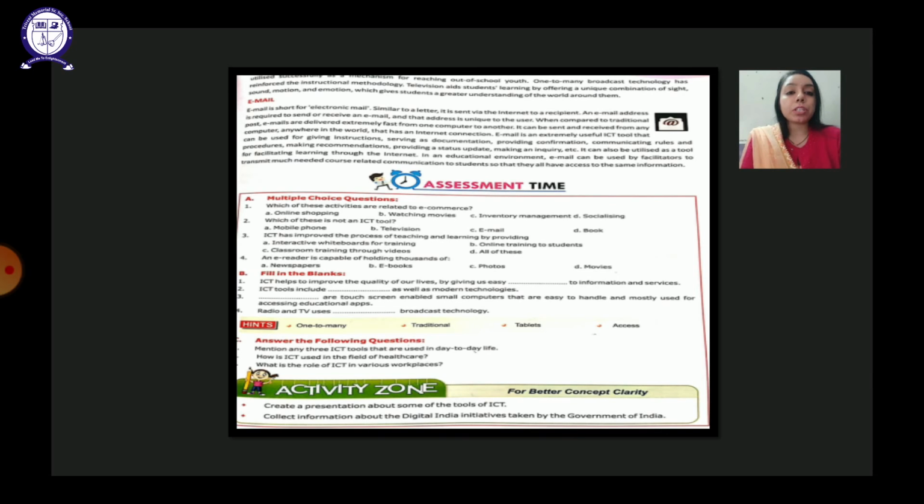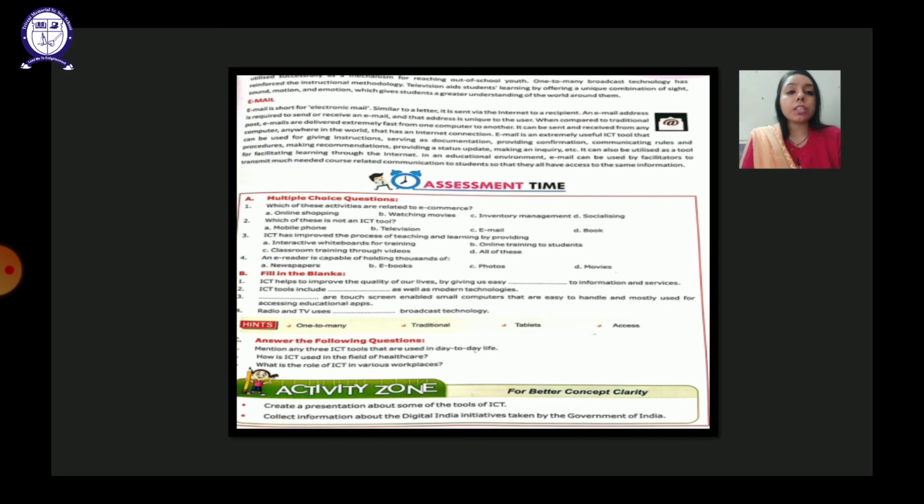Next we have the MCQs. The first question is, which of these activities are related to e-commerce? Online shopping, watching movies, inventory management, socializing. So e-commerce is generally related to shopping. So the first correct answer is online shopping.